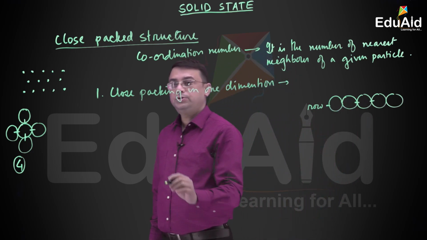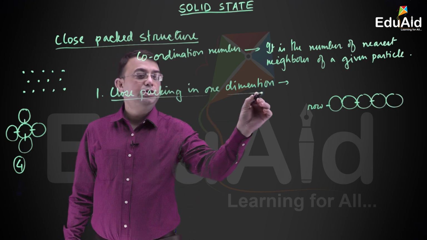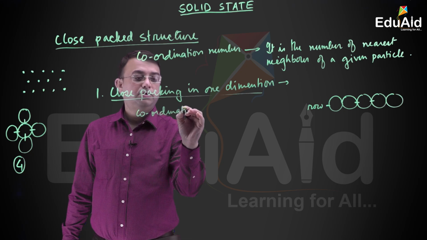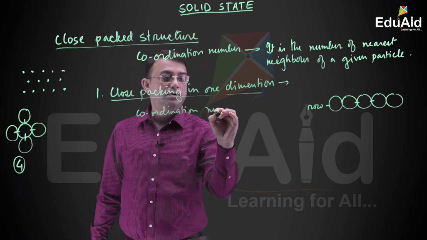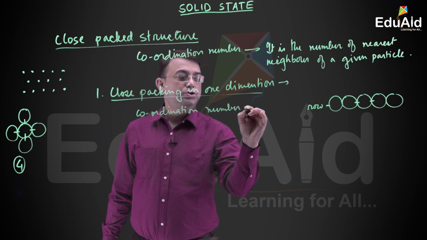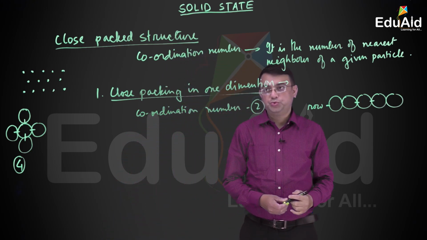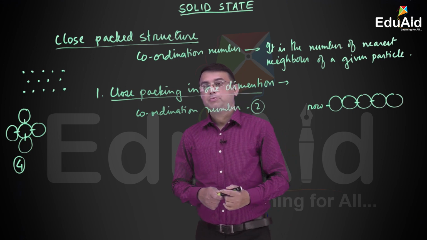That is why the coordination number is 2, is it? Its coordination number is 2. So this is the first type of close packed structure.